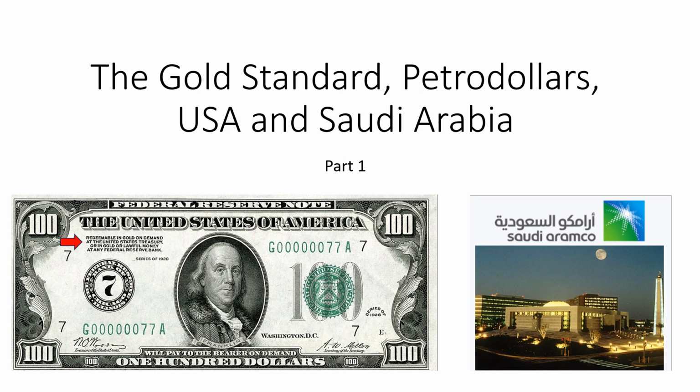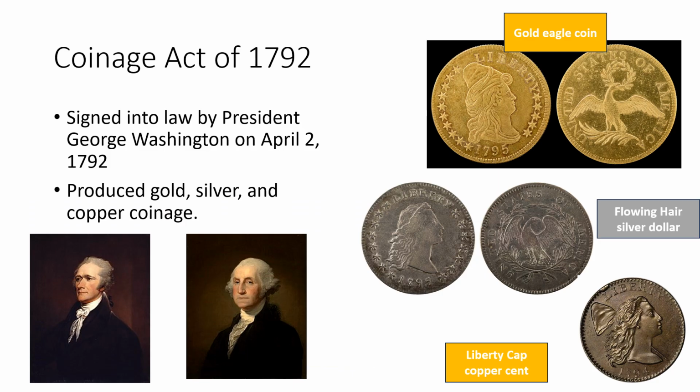So this video is about the gold standard, petrodollars, the USA, and Saudi Arabia. The US currency was originally based on gold, silver, and copper.